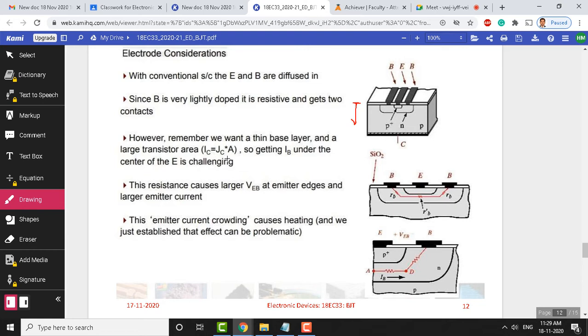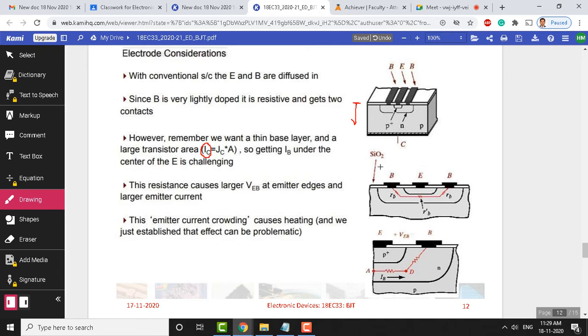On the other side, we need to design for a larger collector current. We should have a larger transistor area, because collector current is equal to the collector current density of the transistor's collector region multiplied by its area. So we should have a larger area to get more current also. Getting IB under the center of the emitter is quite challenging here.